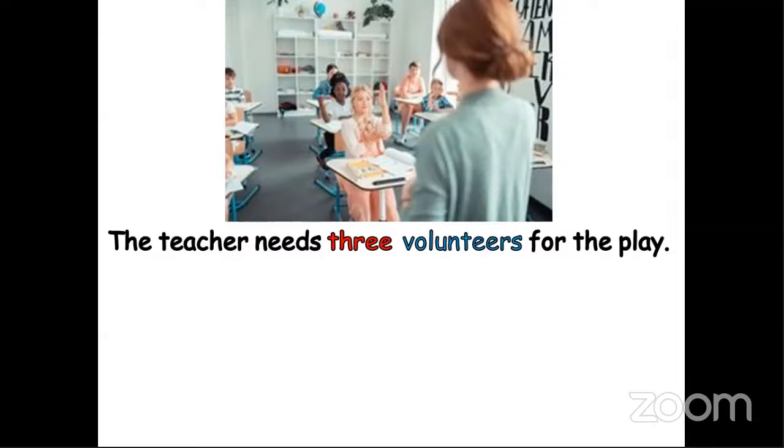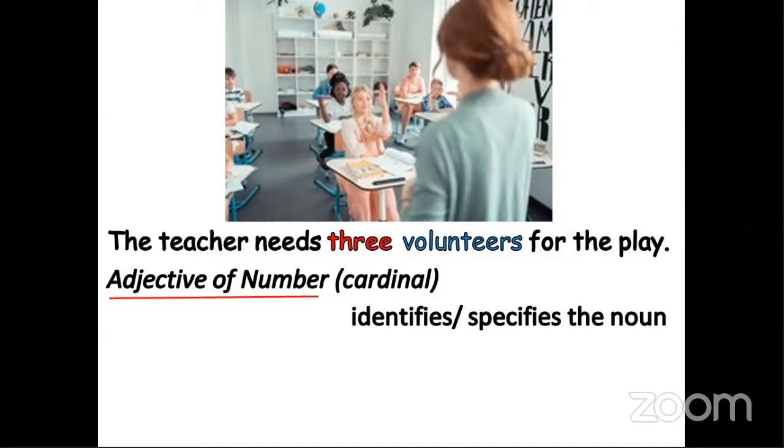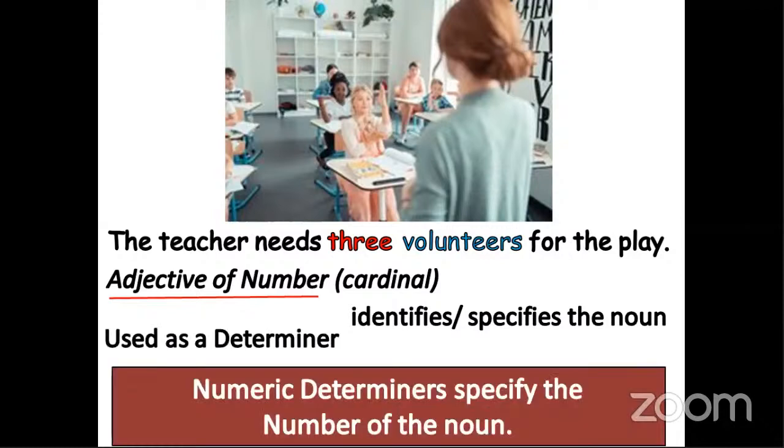Now in this sentence, 3 refers to how many volunteers? How many volunteers? 3 volunteers. So 3 is an adjective of number in the cardinal position. And this adjective of number identifies or specifies the noun volunteers. Here, 3 has been used as a determiner. So we can say numeric determiners specify the number of the noun.